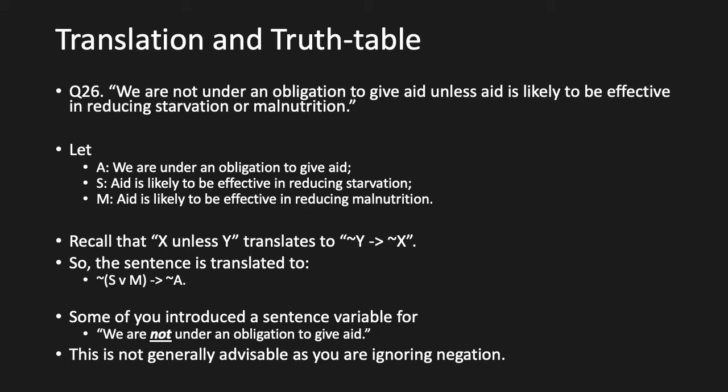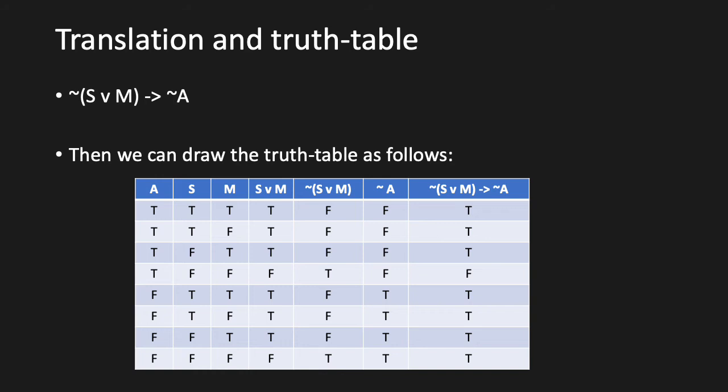Now let's see how to draw the truth table. So this is the sentence you have, right? Not S or M, arrow, not A. The truth table of this sentence is what you see below. Here you have 3 sentential variables, so you have 8 rows in total, because A can be either true or false. So there are 2 options for A. There are also 2 options for S and M. So 2 times 2 times 2 is 8, right?